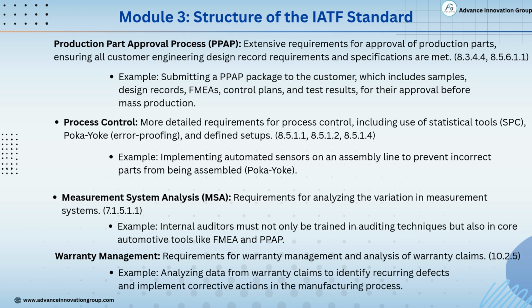This covers detailed requirements to control the manufacturing process, using methods like SPC, statistical process control, poka-yoke, error proofing, and standard setups. Example, like using sensors on an assembly line that stop incorrect parts from being assembled, which is a form of poka-yoke. Measurement System Analysis, MSA. MSA involves analyzing how accurate and consistent your measurement systems are. Example, auditors must be trained not only in audit methods, but also in tools like FMEA and PPAP, so they understand the full system.